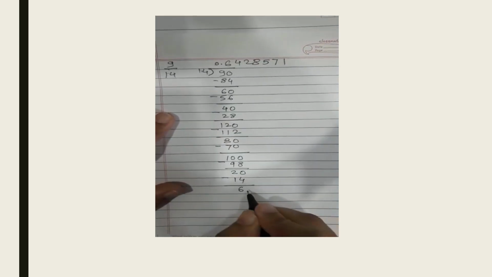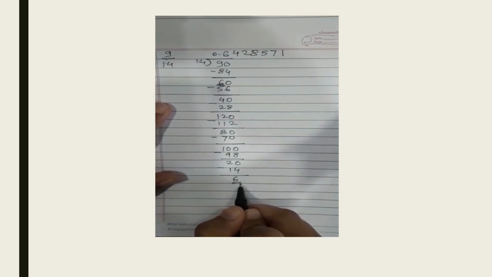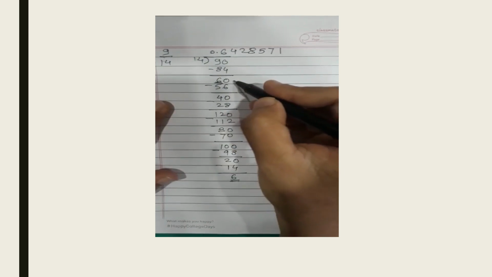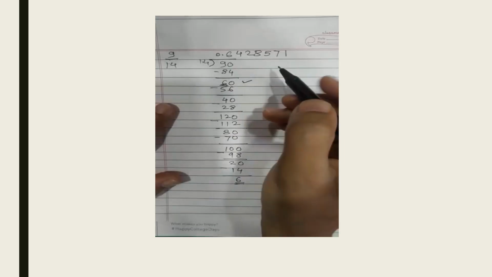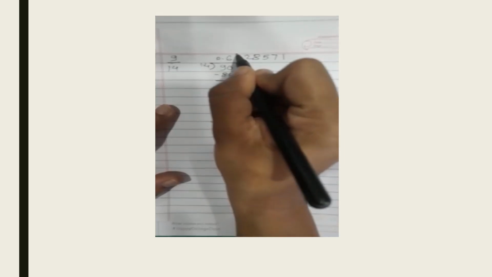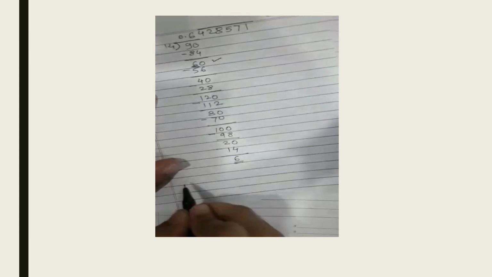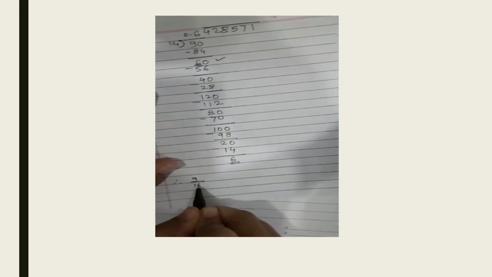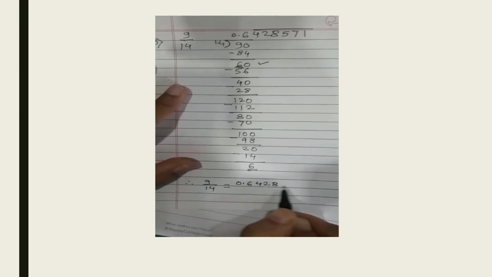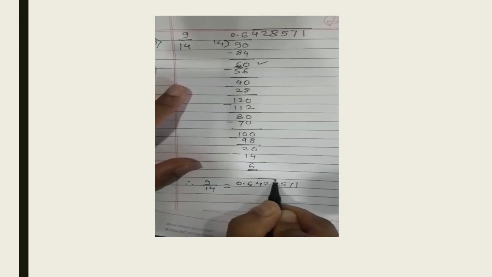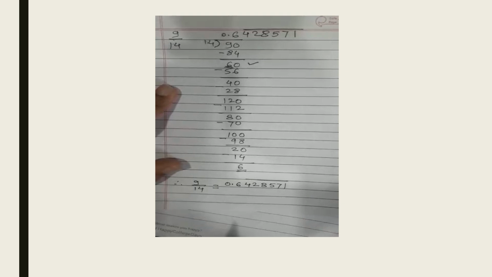Remainder 6. Now see here, here also 6, and in this place there is also 6. That is, the process of division will repeat from this step, and therefore we have to give the recurring sign on 428571, and therefore we write this decimal representation as 0.6428571 recurring. 428571, these are the recurring digits in the quotient.